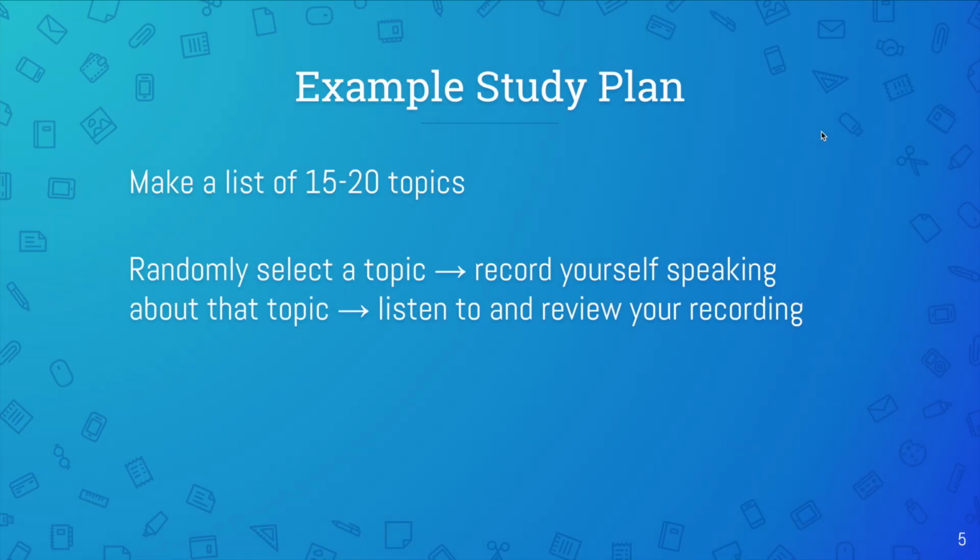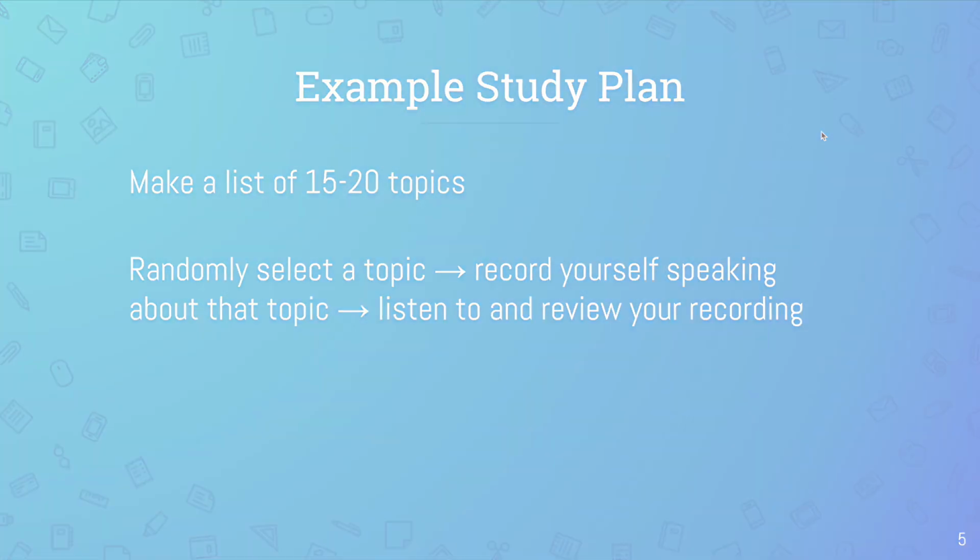Here's an example of a way you can use this to study. So like I said earlier, you should make a list of maybe 10, 15, 20 different topics and then randomly select a topic. You don't want to have planned this in advance. Record yourself speaking, listen to it, and review your recording for a few minutes. And then maybe in a speaking study session, do that for 5 or 6 different topics. If you do that a couple of times a week, I guarantee you within maybe a month or two, your speaking will have noticeably improved.